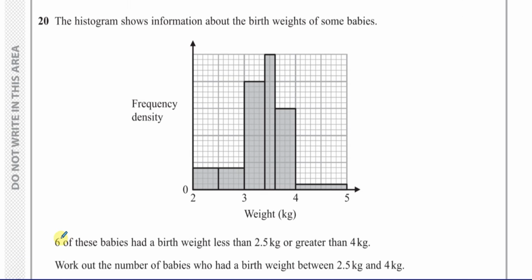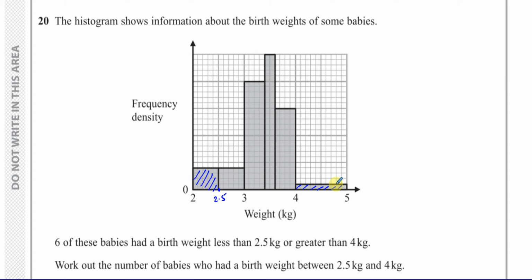And we're told that 6 of the babies here had a birth weight less than 2.5 kilograms. There's 2.5 there. So this area here, and also greater than 4 kilograms, so this area here, together combine those two areas, represent 6 babies. So we have to work out the number of babies who had birth weights between 2.5 and 4 kilograms. So we need to work out the number of babies represented by the rest of these bars in this histogram.